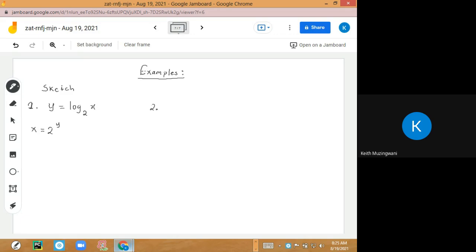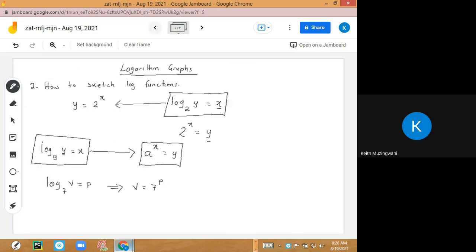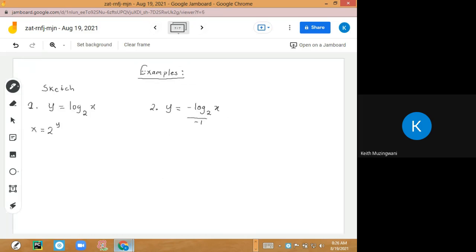We can have another function 2, y is equal to negative log 2x. Now, we didn't have any negative there in this relationship, remember? Everything was positive for it to work. So what do we do? The first thing we can do here is to divide by -1. So our function becomes negative y is equal to log 2x. Now that the log is positive, we can write it as 2 to the power negative y is equal to x. So I have a second function.